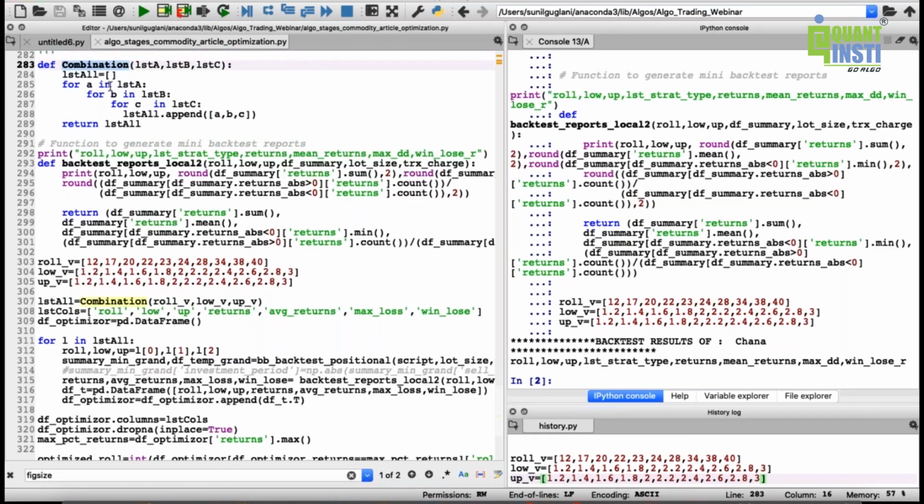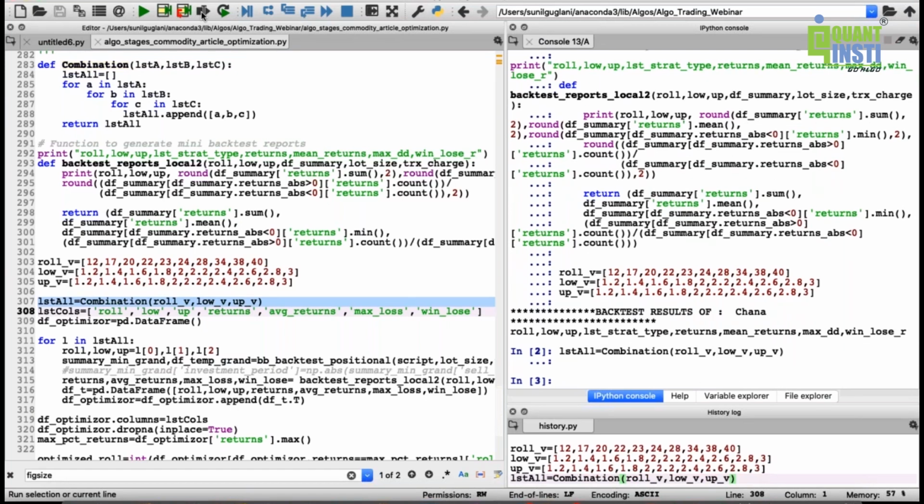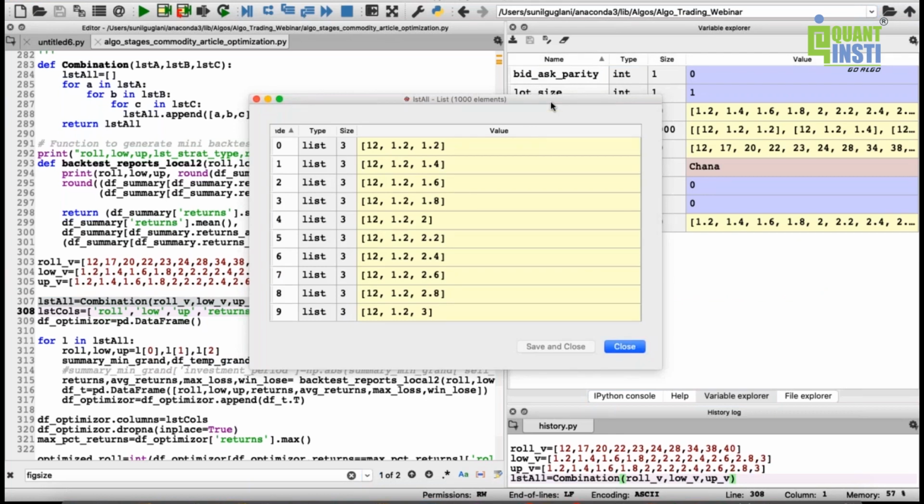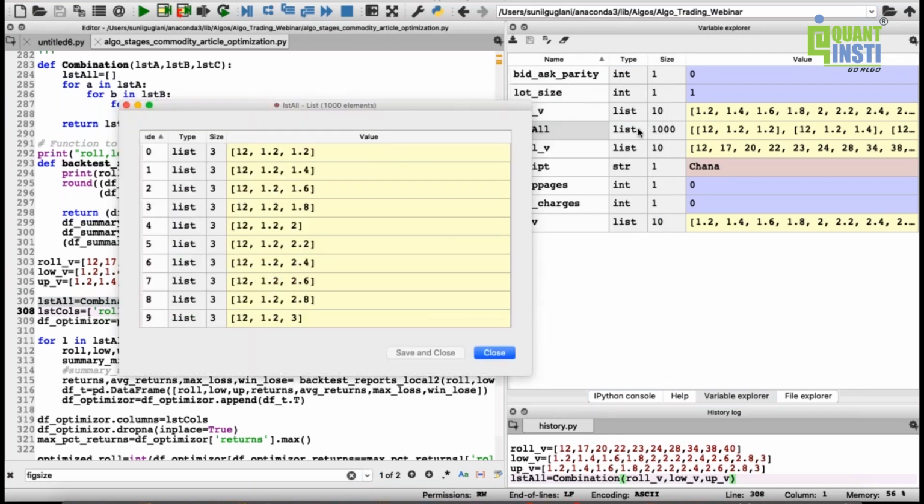This is how the function looks like. It's making a loop over lists A, B, C. These are the three lists which we are going to use. So list all has the combination of all these three, which we want to make use of. Let us see how it looks. So it has made around 1,000 pairs. So these are the various lists.